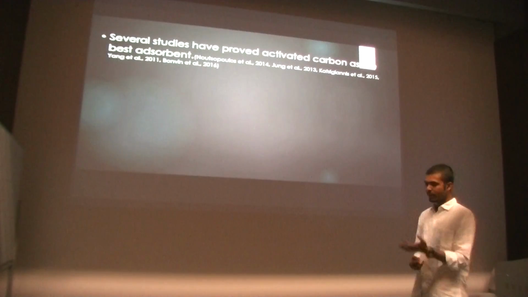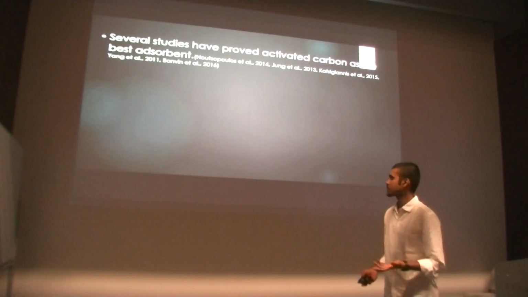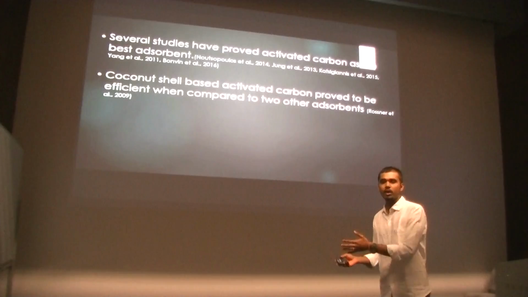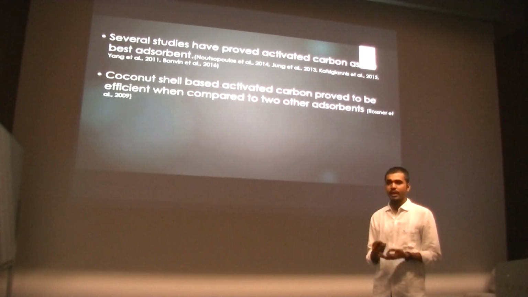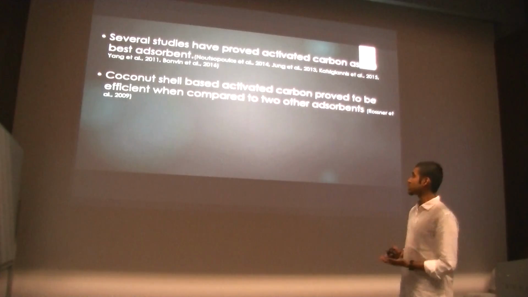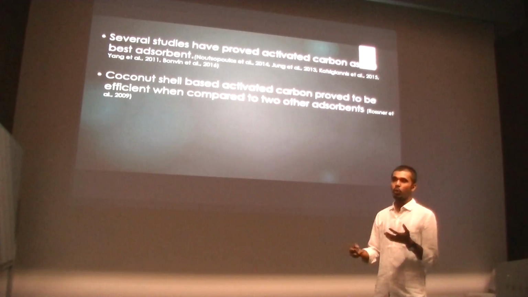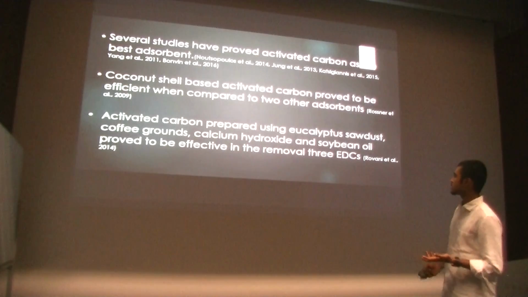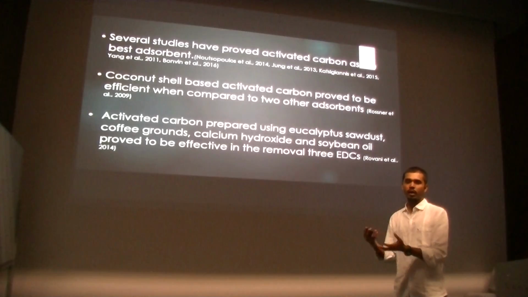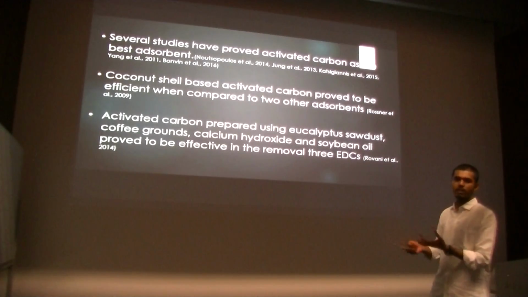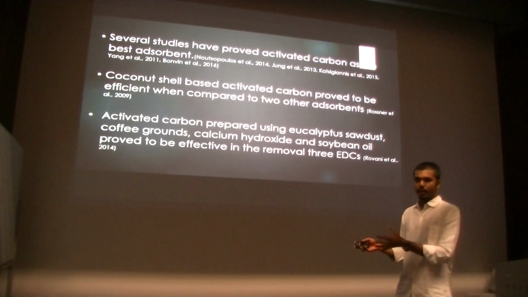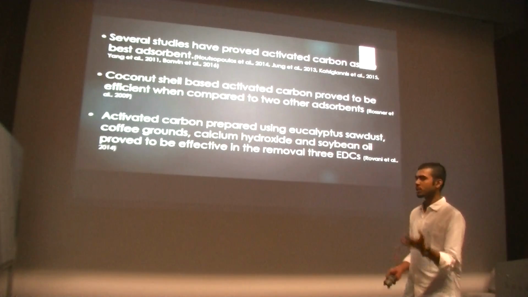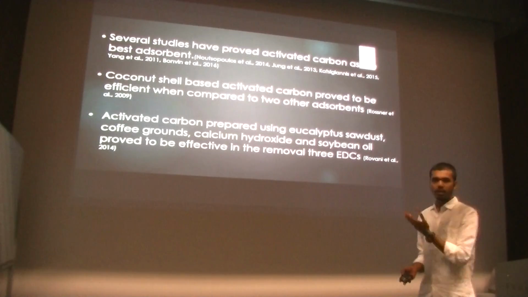Several studies have been performed and activated carbon has proved to be the best adsorbent among many. One example I would like to bring up is that a coconut shell based activated carbon was compared with two carbonaceous resins in the adsorption of these pharmaceutical active compounds and EDCs. It was observed that the coconut shell based activated carbon was more efficient than the other two adsorbents. One more example is that activated carbon prepared using eucalyptus sawdust, coffee grounds, calcium hydroxide and soybean oil proved to be another form of activated carbon that is efficient in the removal of these compounds. If you look at this, the materials used to make an activated carbon are naturally available. They can be waste which can be converted into activated carbon. So that is one of the advantages of using activated carbon as a process in wastewater treatment plants.